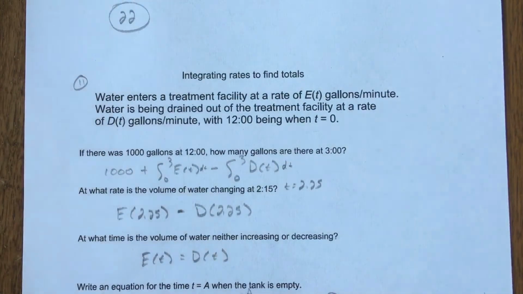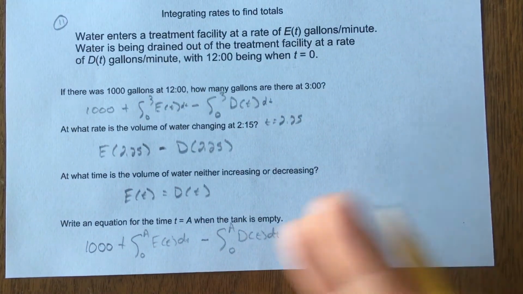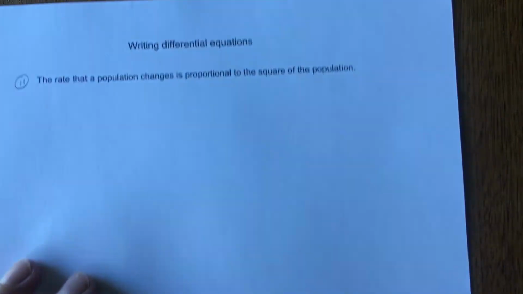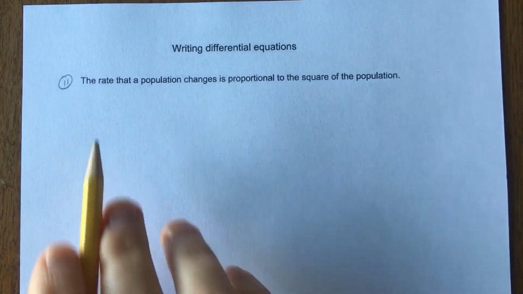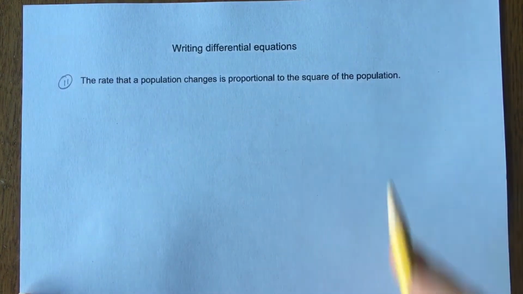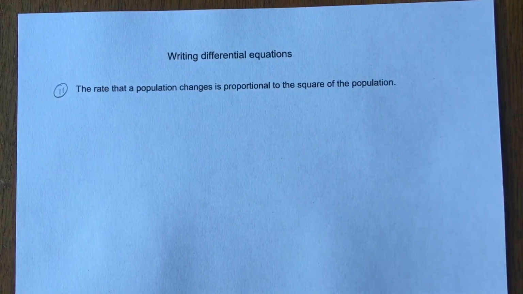Again, they've said that the test does not need a calculator, but you can use one. So they're not going to give you something to integrate into your calculator this year. But this might very well be something that they ask you to do, just generic stuff like that. Writing a differential equation, this says the rate that a population changes is proportional to the square of the population. So see if you can write a quick little differential equation for that.